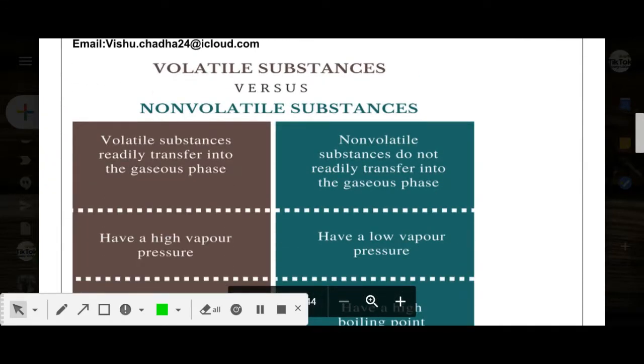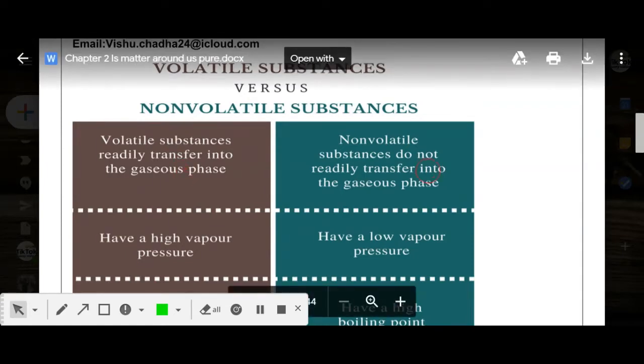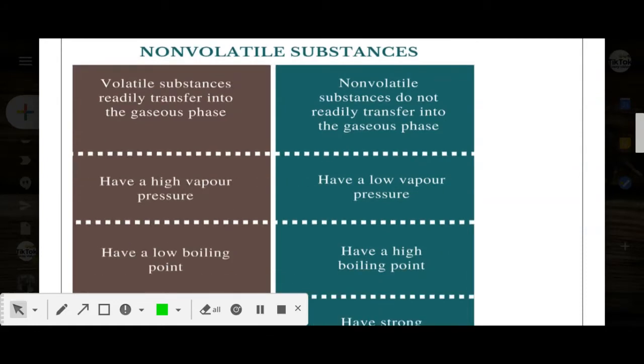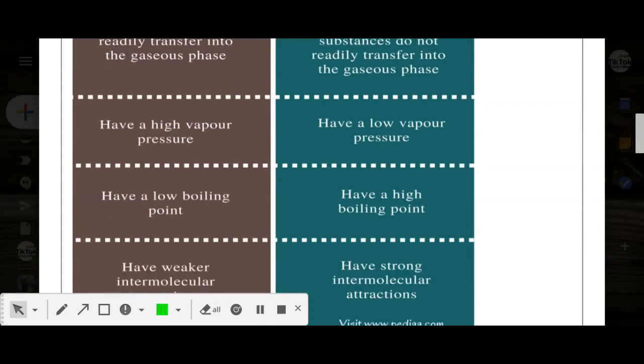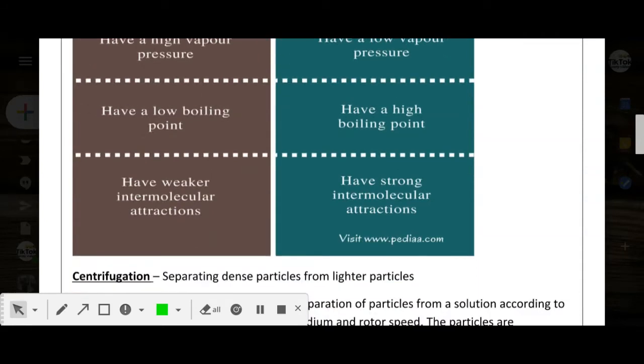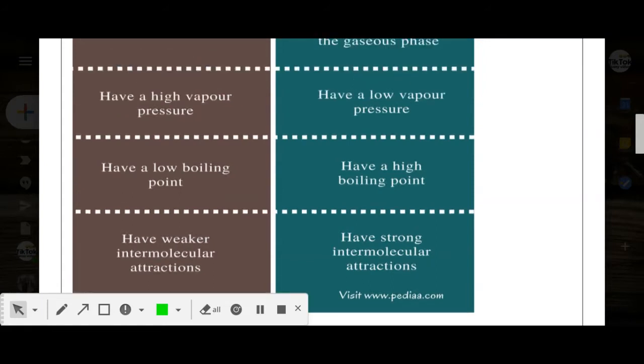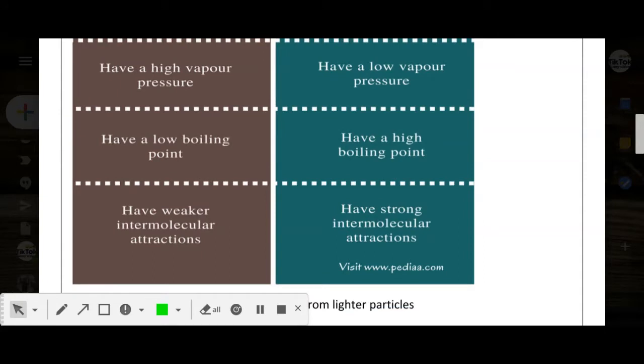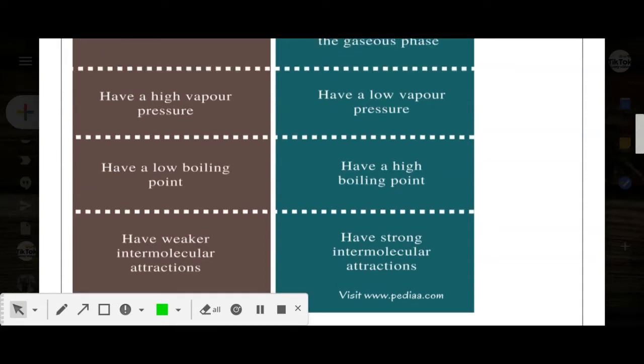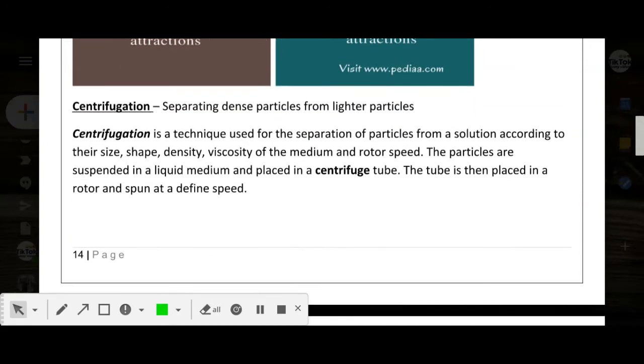This is the difference between volatile and non-volatile substances. Volatile substances are those which readily transfer into the gaseous state, and non-volatile substances are those that do not. At a lower temperature, non-volatile substances need a little higher temperature for converting into gaseous state. Volatile substances have a high vapor pressure, non-volatile have a low vapor pressure. Volatile has a low boiling point, non-volatile has a high boiling point. Volatile substances have weaker molecular attraction, that's why they evaporate at a very low temperature, while non-volatile substances have stronger intermolecular attraction, so they need a large amount of energy in order to carry out the evaporation process.